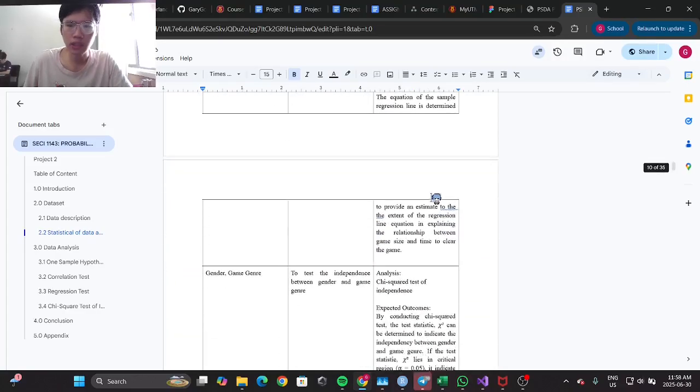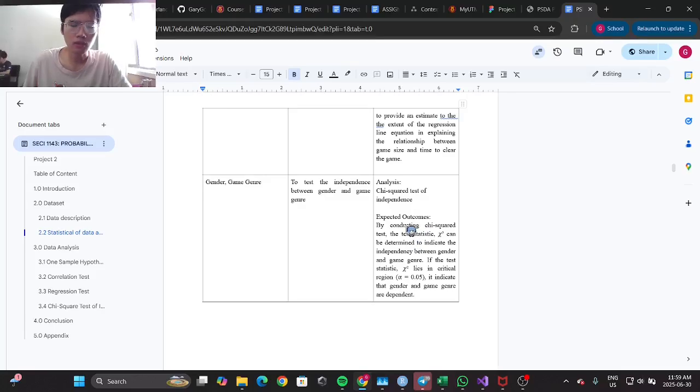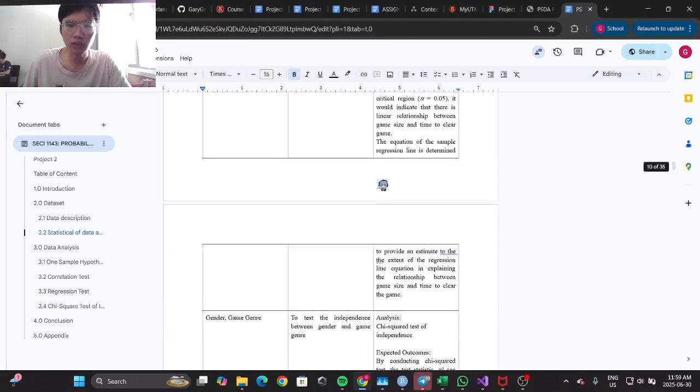to clear game. And lastly, we will be conducting a chi-square test of independence on gender and game genre to test the independence between gender and game genre. From this, the outcome will be whether to reject or not reject H0, where H0 shows that gender and game genre are independent, while the alternative hypothesis H1 shows that there's dependence between gender and game genre. My teammates will be explaining these 4 tests in more detail.